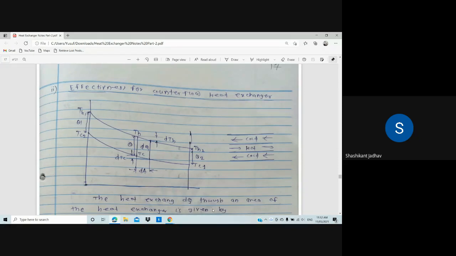Okay, so all of you draw this diagram. Already we have discussed these points in the derivation of the LMTD for the counter flow heat exchanger. In that manner we have to draw this diagram, graphical representation and flow arrangement. After completion of the diagram, put that message in the chat box so that I will proceed.